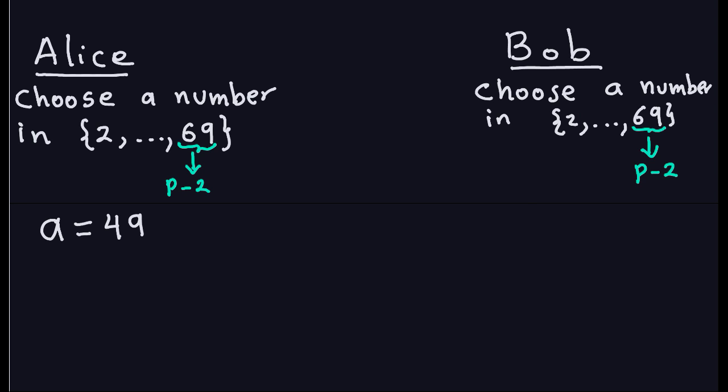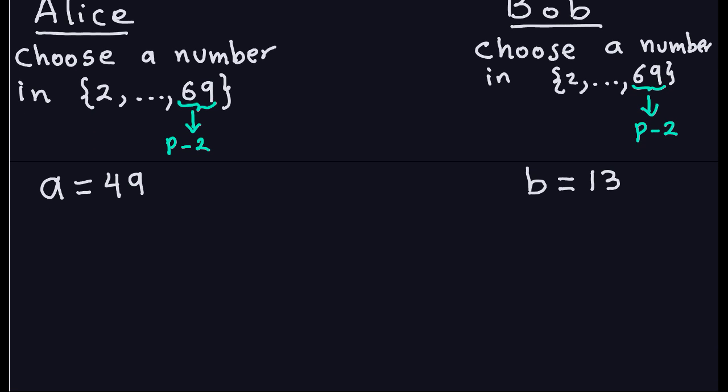Now Bob is going to do the same thing. He is going to choose a random number between 2 and 69. Let's say in this case that Bob chooses, for example, 13. So we've done this part, choosing the numbers. Now this is done independently, so nobody sees this choice of a and b. These are actually just secrets. Only Alice knows the number a, and only Bob knows the number b. That's the purpose of the whole thing here. These are the secret numbers.